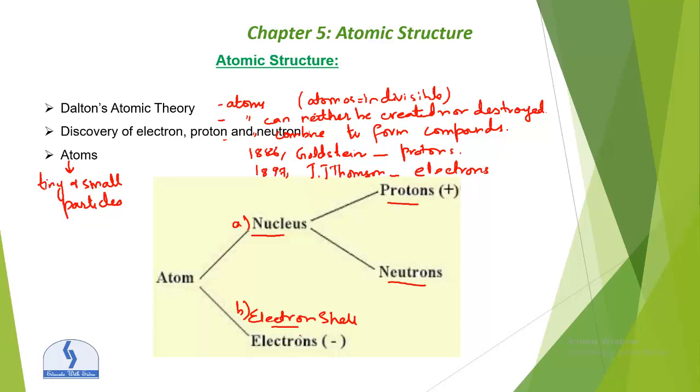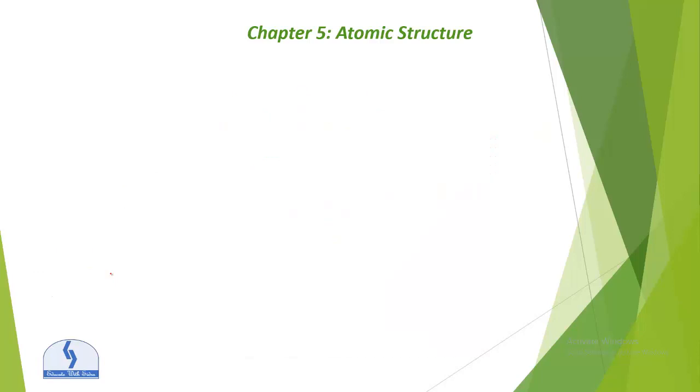So atoms are made up of proton, neutron and electron. We call these the subatomic particles of the atom. I'm writing here: these are the subatomic particles of the atom: electron, proton and neutron.